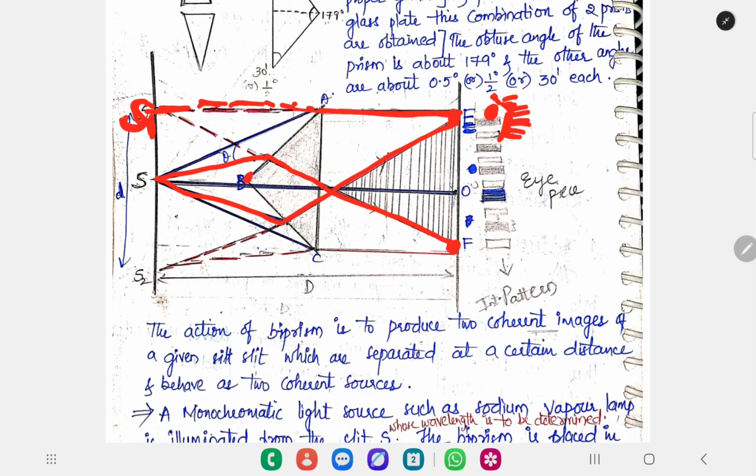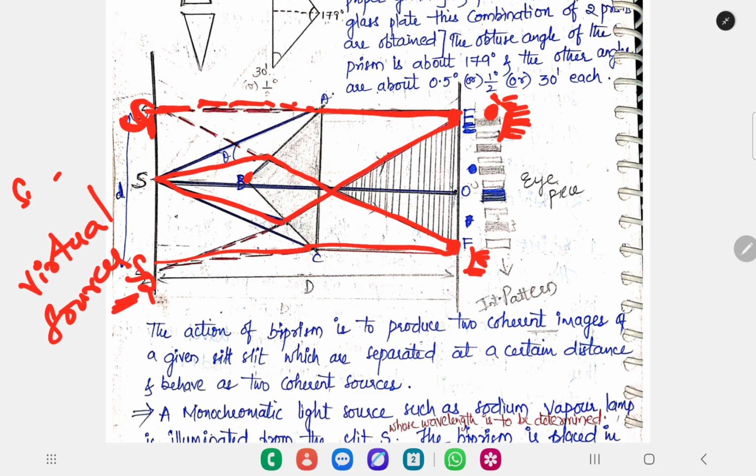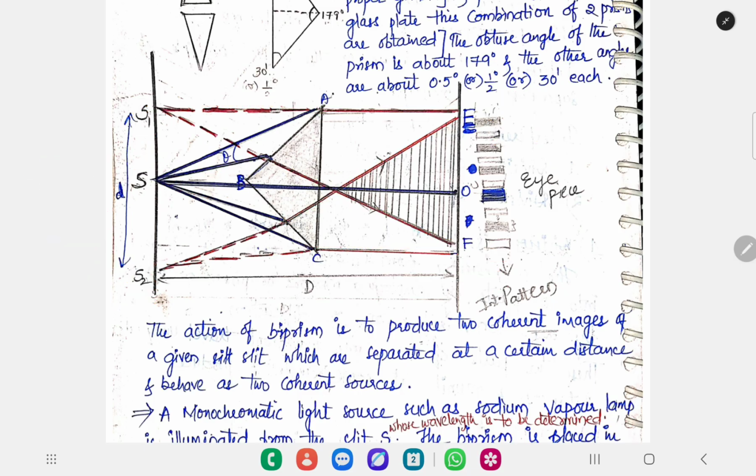In the same way, the person who is seeing from here assumes that this light is coming from S2, but it is not coming from S2. So S2 is also known as virtual. S1 and S2 are known as virtual sources. The actual source is S, but it appears as if the light is coming from S1 and S2 if we are seeing from here and here. Understood?